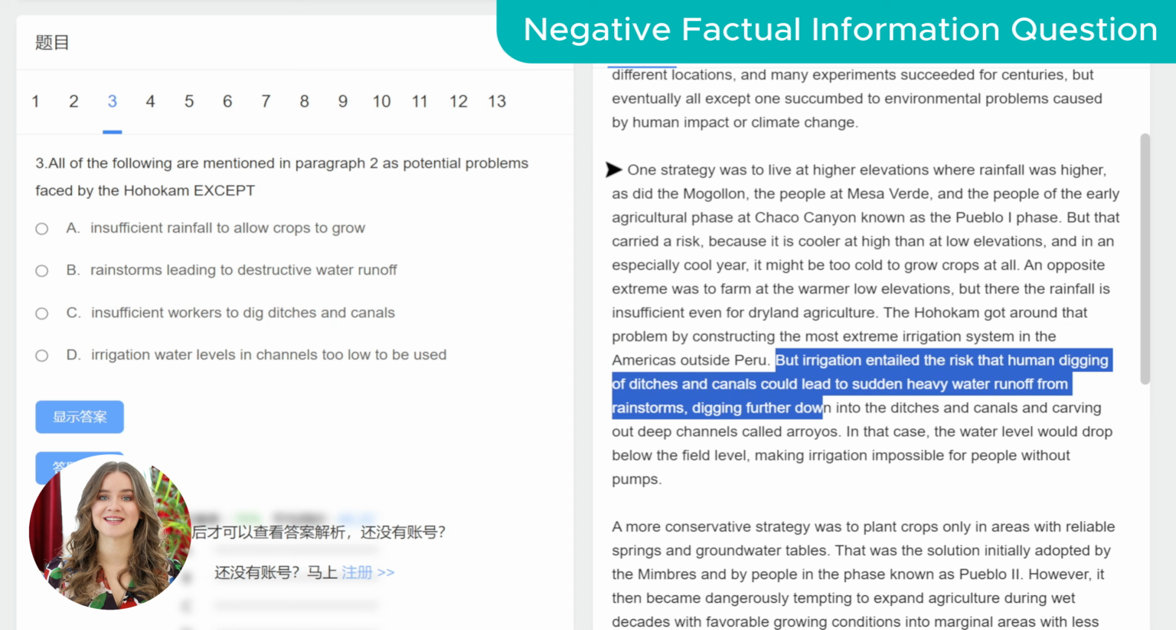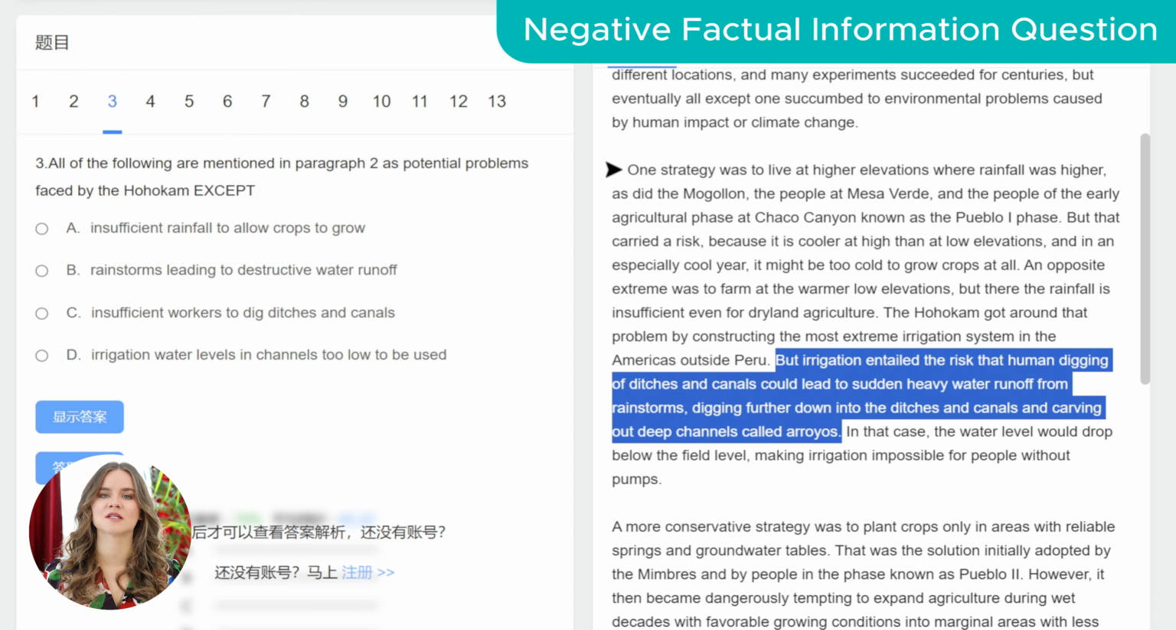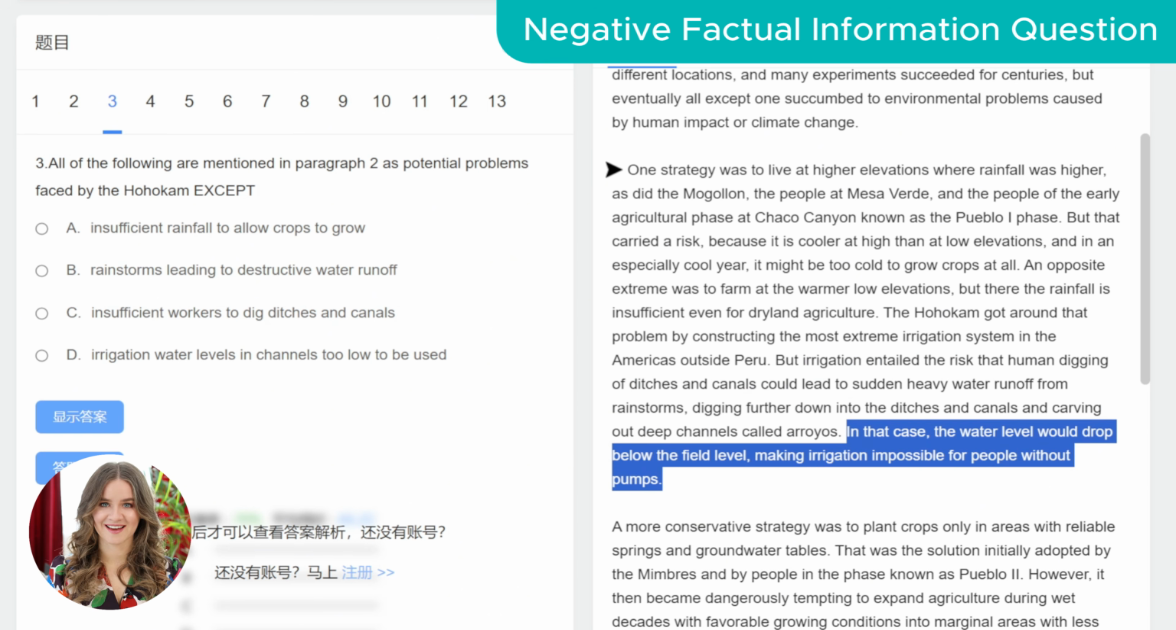But irrigation entailed the risk that human digging of ditches and canals could lead to sudden heavy water runoff from rainstorms, digging further down into the ditches and canals, and carving out deep channels. So in that case, the water level would drop below the field level, making irrigation impossible for people without pumps.